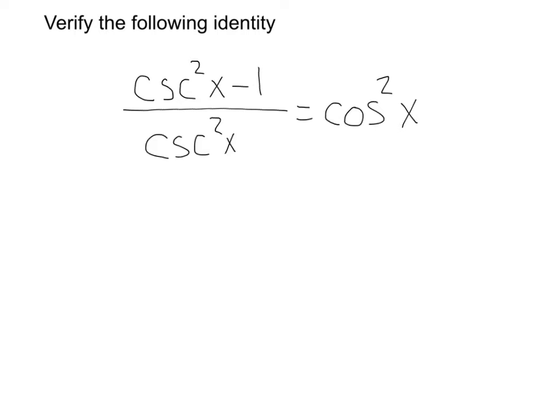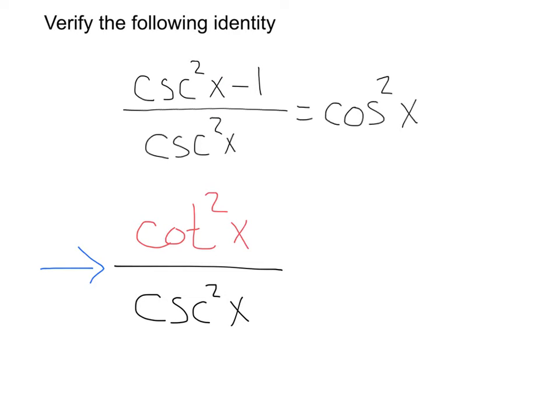Let's see if we can verify the following identity. Here we want to prove that cosecant squared x minus 1 all over cosecant squared x equals cosine squared x. So first, let's start with this left side. Looking on top, I see that I have cosecant squared x minus 1. This should make me think of my Pythagorean identities. And actually, I can replace this cosecant squared x minus 1 with a cotangent squared x. Alright, going on from here, I have cotangent squared x over cosecant squared x.